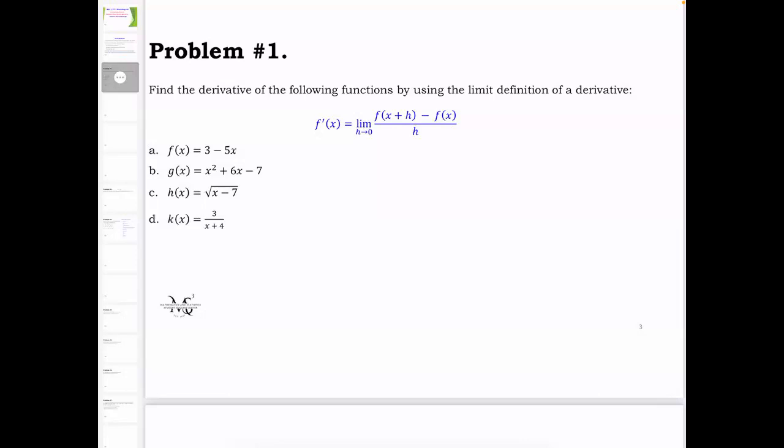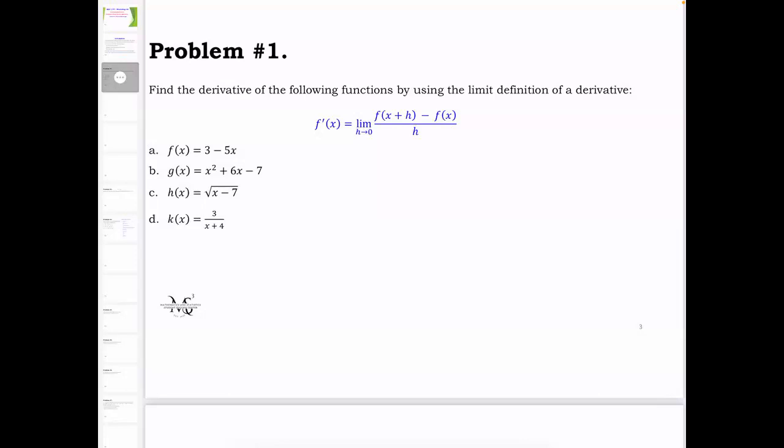So, in this first video here, I want to show you how to find the derivative of the following functions by using the limit definition of a derivative. So essentially, f prime of x is equal to the limit as h approaches 0 of the difference quotient. The difference quotient is given as f of x plus h minus f of x over h.